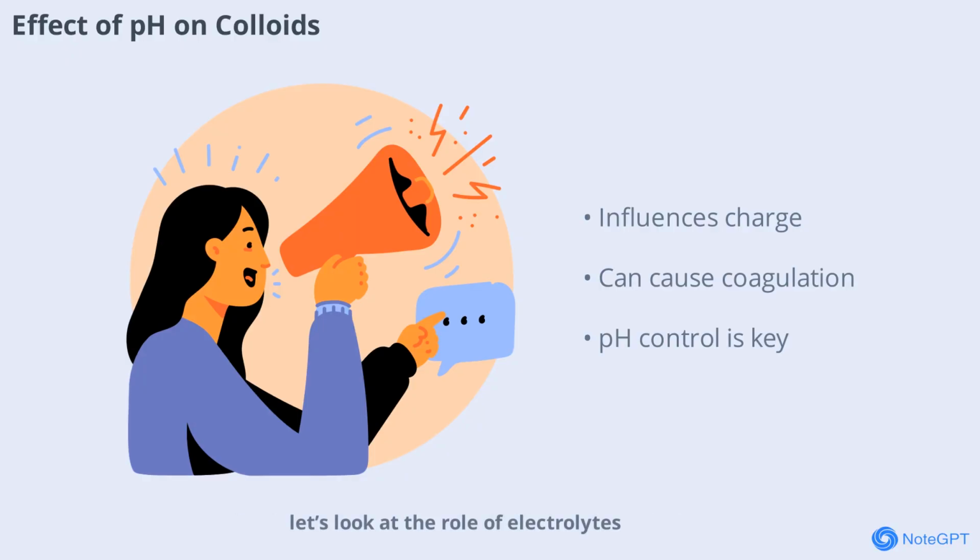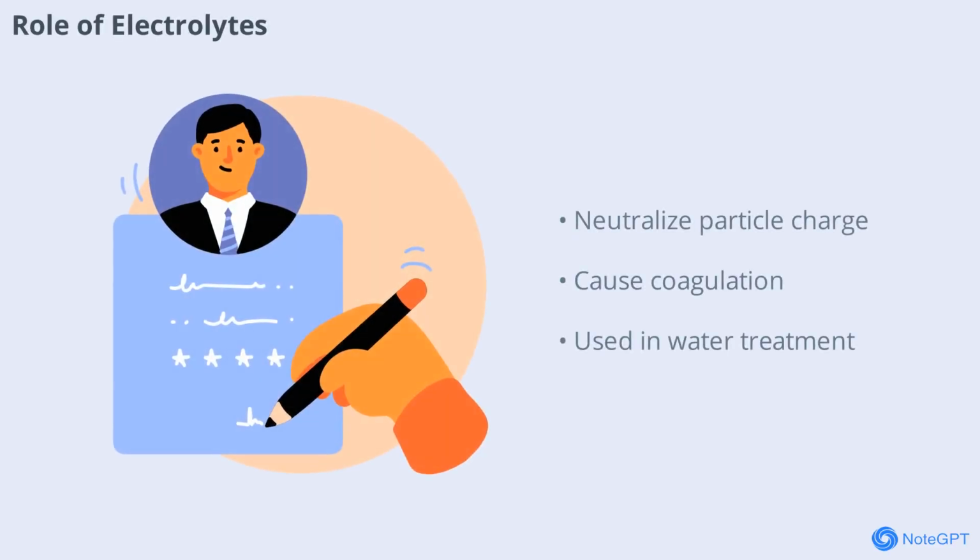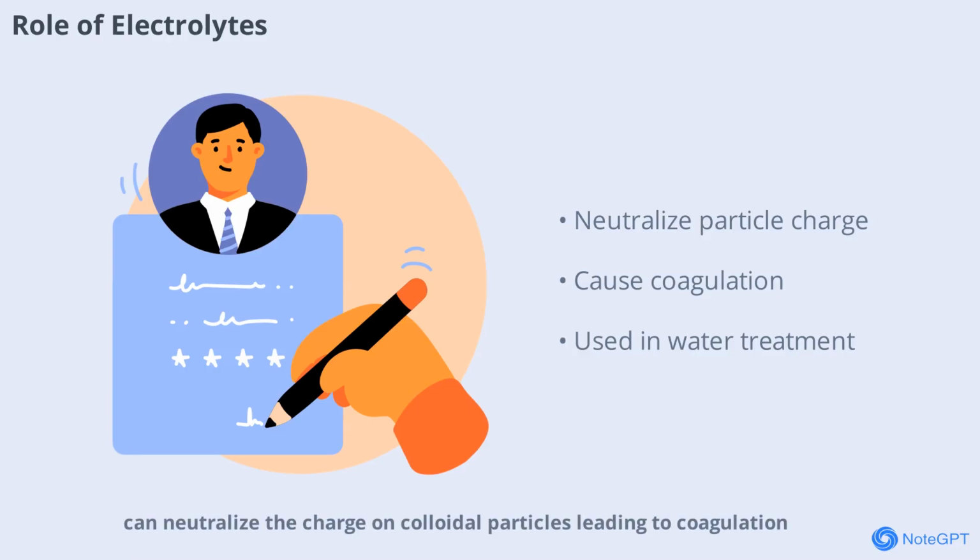Next, let's look at the role of electrolytes. Electrolytes are substances that dissociate into ions in water. Adding electrolytes to a colloidal solution can neutralize the charge on colloidal particles, leading to coagulation. This property is used in water treatment to remove impurities. The type and concentration of electrolyte determine the effectiveness of coagulation. Understanding the role of electrolytes helps us control and manipulate colloidal systems for various applications.